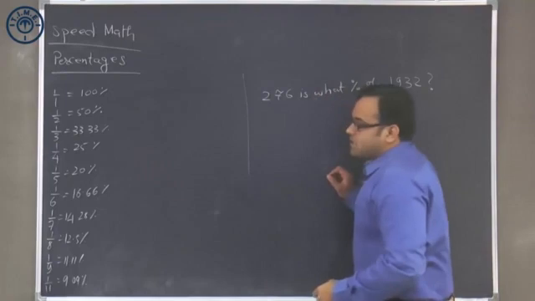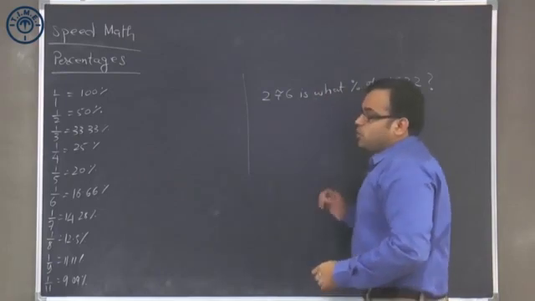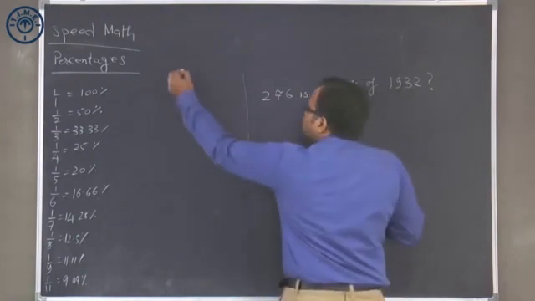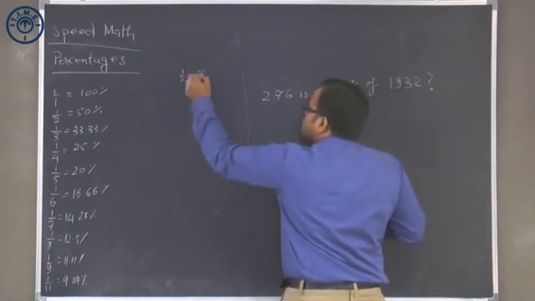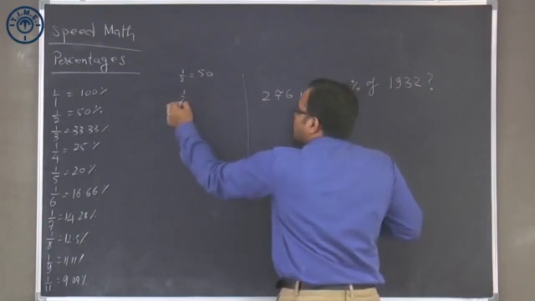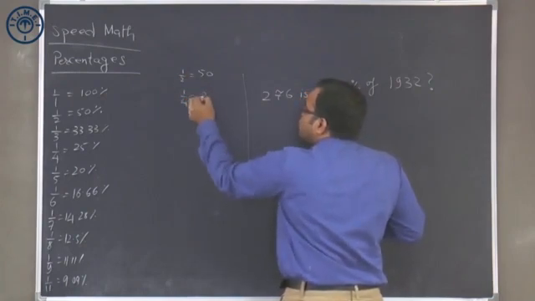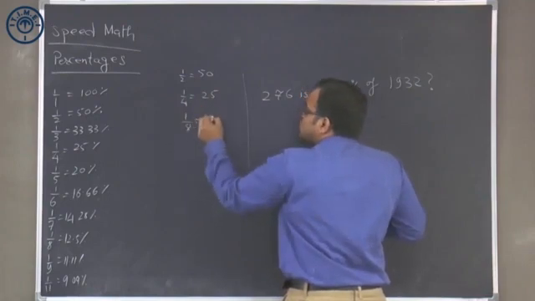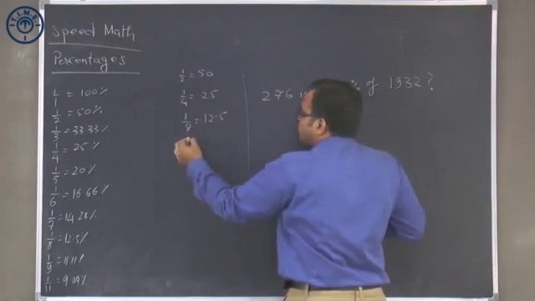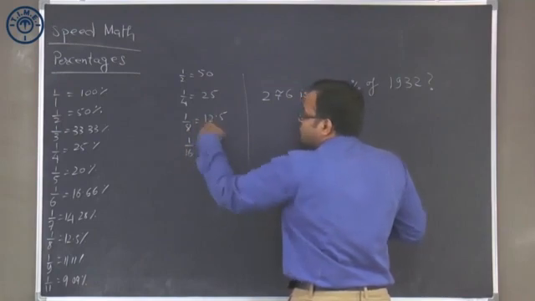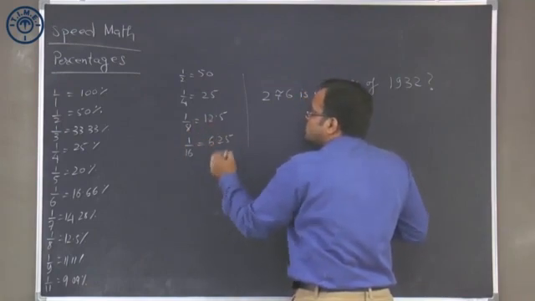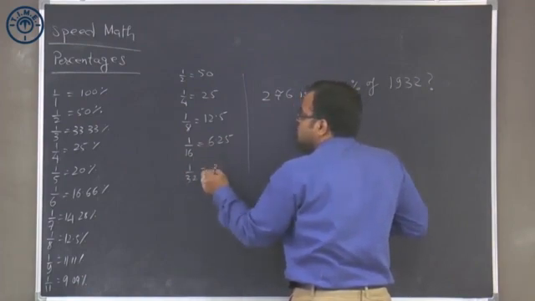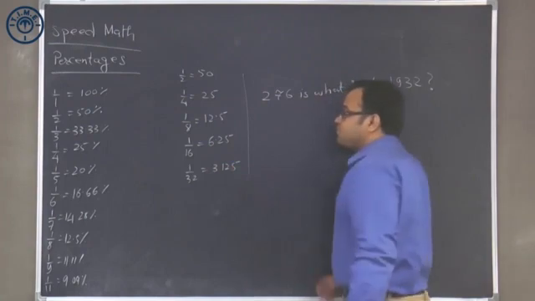1/1 is 100%, that is pretty obvious. If 1/1 is 100%, then 1/2 is half of that, so 1/2 is half of 100, so this is equal to 50. 1/4 is half of 1/2, so this is equal to 25. 1/8 is half of this, so this is equal to 12.5. 1/16 will be half of this, so this is equal to 6.25. 1/32 is half of this, so this is equal to 3.125.